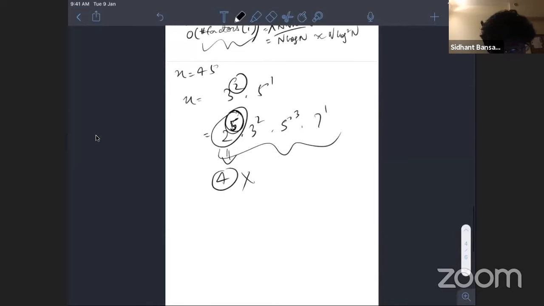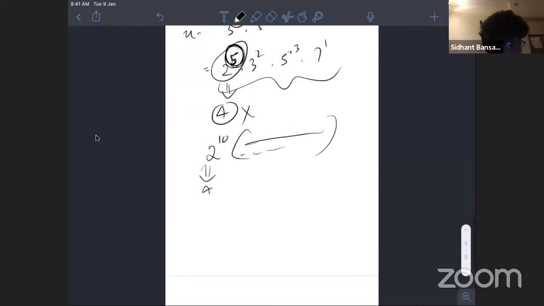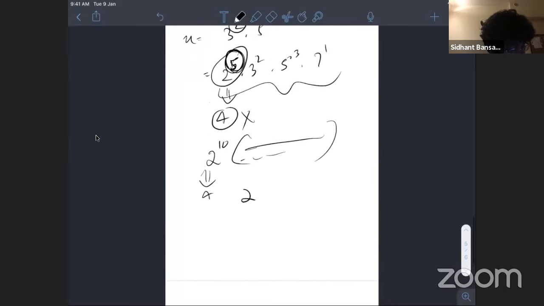If this exponent is anything greater than 2, let's say it's 2 to the 10 times something, then also it has 4 as a factor. And if it's 2 to the 1, then it doesn't have 4 as a factor. Then you move on to the next prime, 3. If it's again a 1, then it's okay. But if it's a 2, then you see that 9 is a factor. So it needs to be 1 again, and so on.